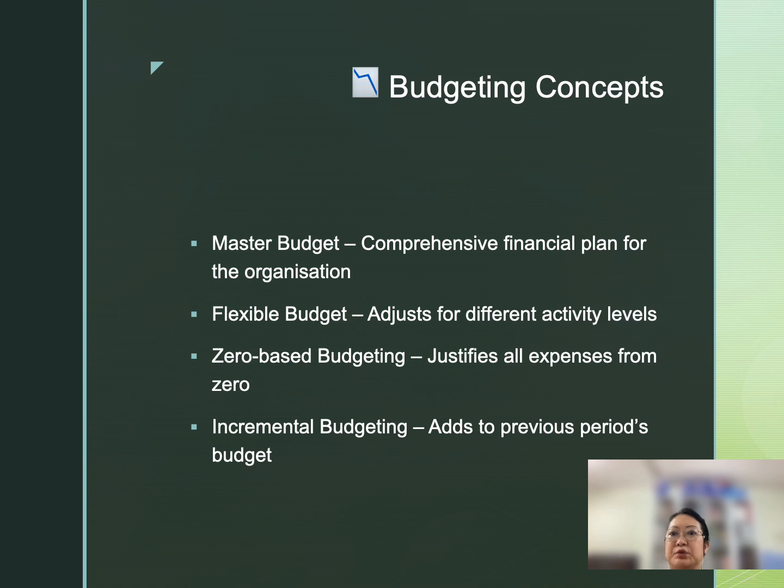Let's now move to budgeting. A master budget is the overall financial plan for a business. A flexible budget adjusts based on activity levels. Zero-based budgeting requires justifying every cost from scratch, whereas incremental budgeting, on the other hand, is based on last year's numbers with some adjustment.